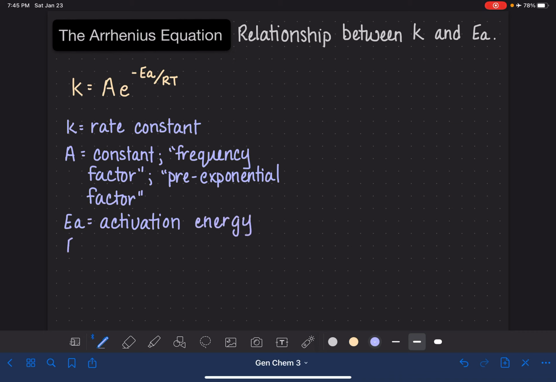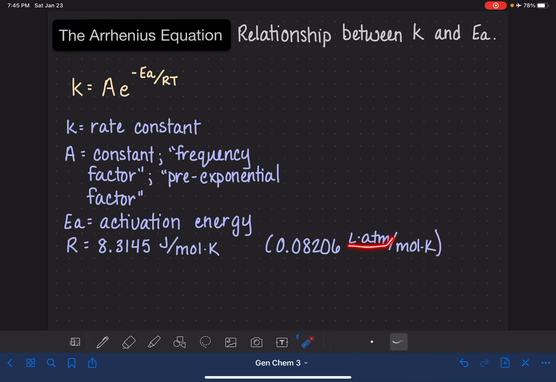R is the gas constant, but R is expressed in different units in this equation, which means that it is mathematically different. So R in this equation is 8.3145, and the units are joules over mole Kelvin. I do want to point out that it is the same R that we've used before, 0.08206 liters atmospheres over mole Kelvin. It's just that the units, liters atmospheres, have been converted into joules using the conversion factor between these units. So the number ends up being a different number.